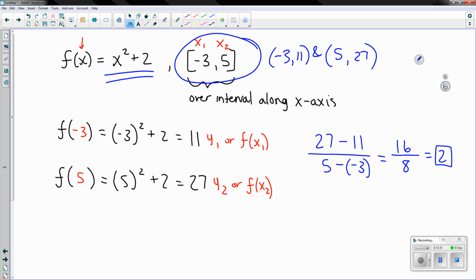So that's an example of how to calculate average rate of change when you're given a function equation and an interval over which to calculate the rate of change between.